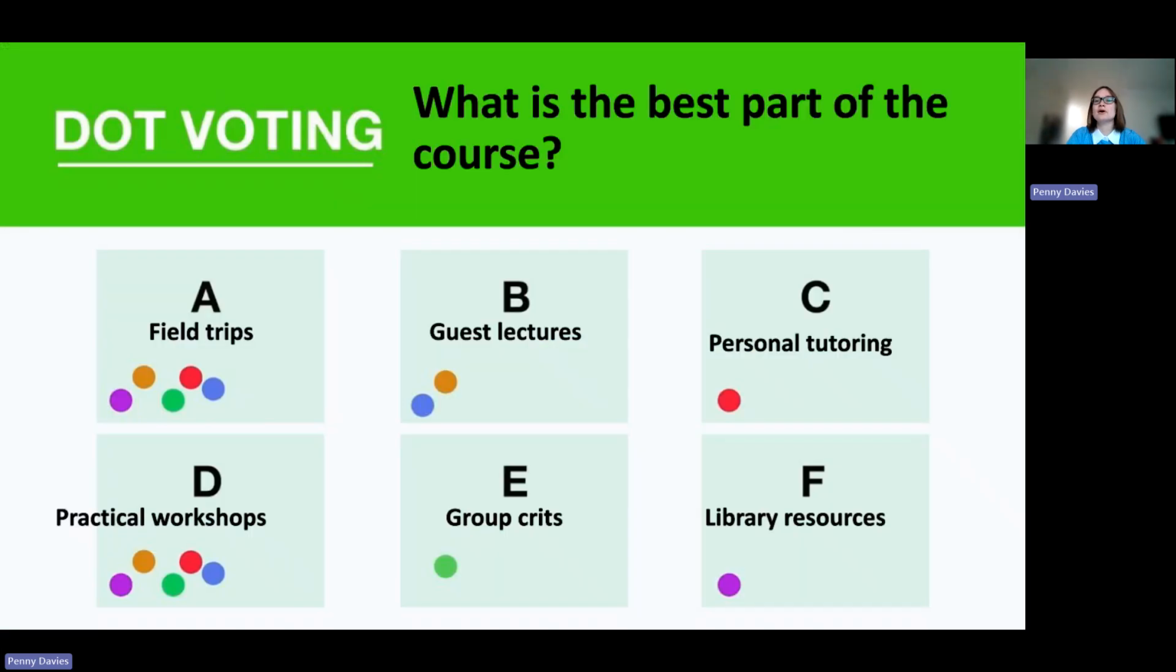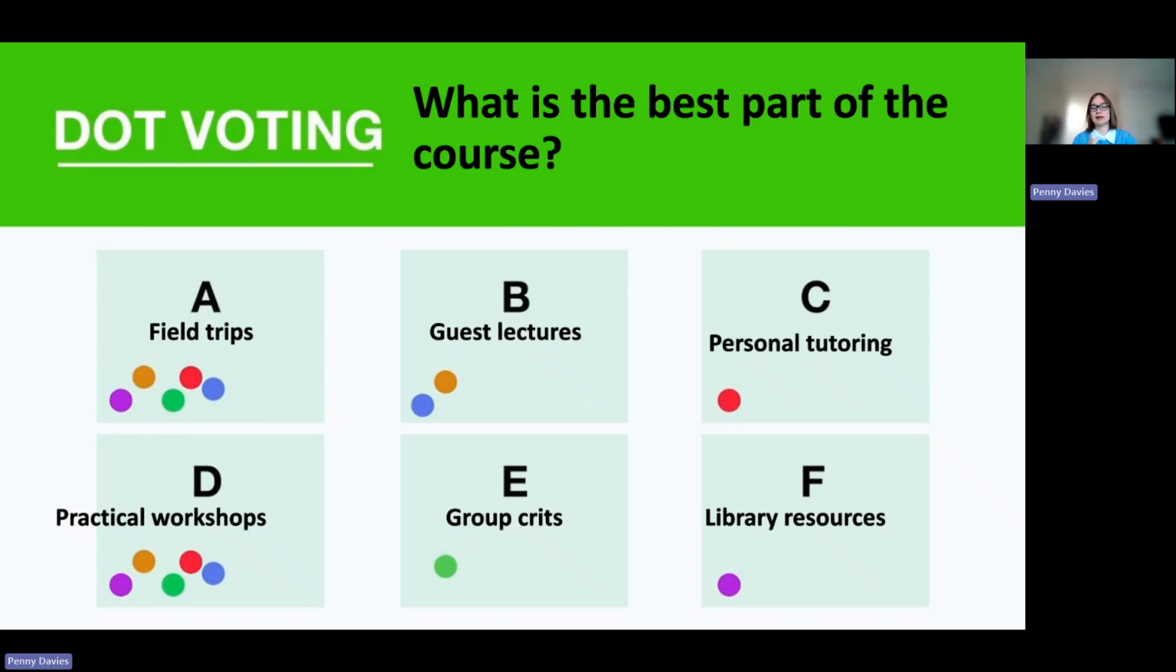For example, if you're asking students, what's the best part of the course? You can see from this vote that students have voted mostly for field trips and practical workshops. Those are the best parts of the course. You can also see from the colours that each participant has been given 3 votes. So the red dot has voted for field trips, practical workshops, and personal tutoring. And yes, you can see that personal tutoring, library resources, and group crits, or group criticisms like assessments of each other's work, aren't very highly voted for, so maybe there's some issues there.